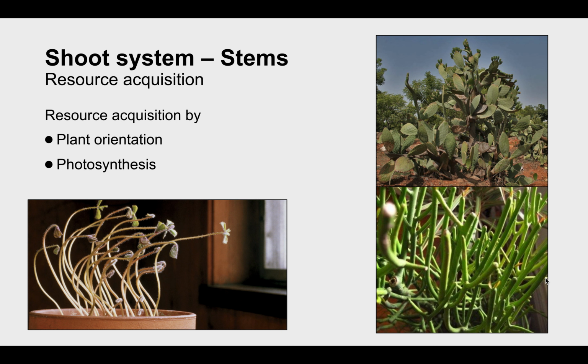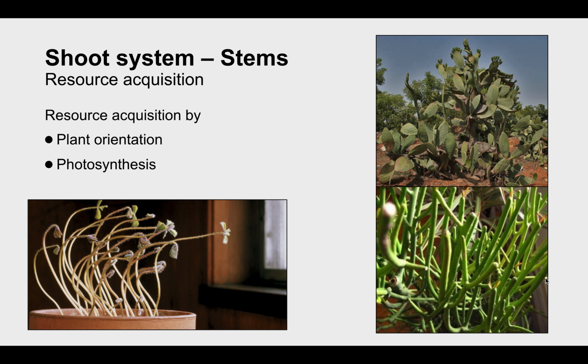Stems are important. They can hold up parts of the plant, but they can also help acquire resources. They can help with resource acquisition, so maybe you need to search out some sunlight. The stems can orient the plant and the leaves of the plant towards that sunlight so it can use those resources. For example, we have this potted plant here. You see there's a window in the corner, and those stems are orienting those leaves towards the sun so it can use the sunlight for photosynthesis.